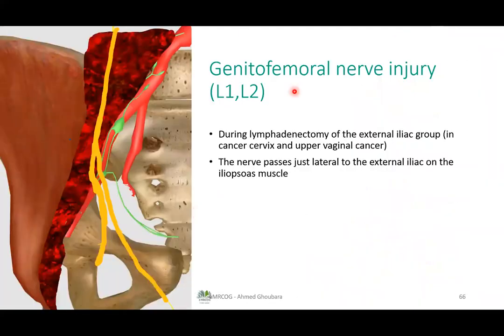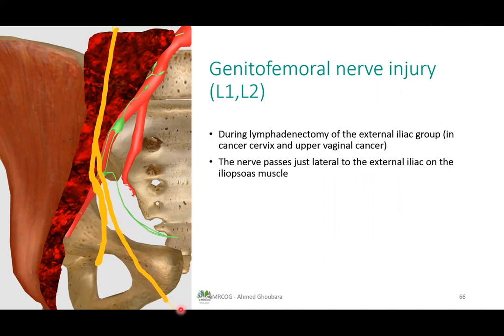Genitofemoral nerve, important. Why important? It comes out of the lumbar plexus, L1, L2, superficial to the psoas muscle. This one is the iliacus, this is the psoas, the iliopsoas muscle, and it goes just lateral to the external iliac artery. Those are the external iliac lymph node groups. It has two branches. It passes through the inguinal canal from the middle, and one branch leaves the canal in the middle. This is the femoral branch, and the genital branch continues all the way down to the external ring, the superficial ring.